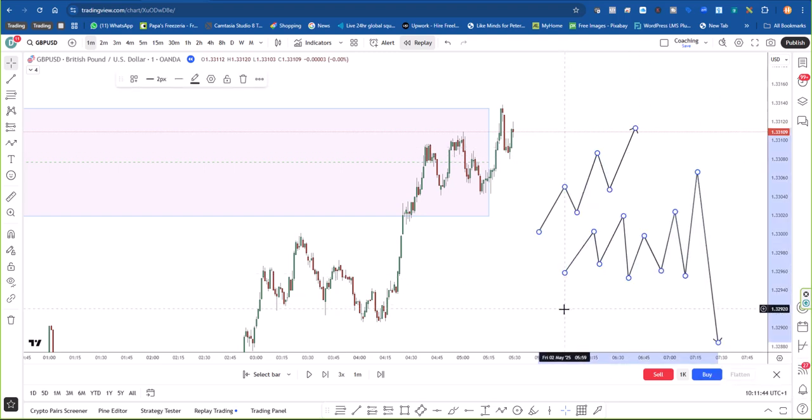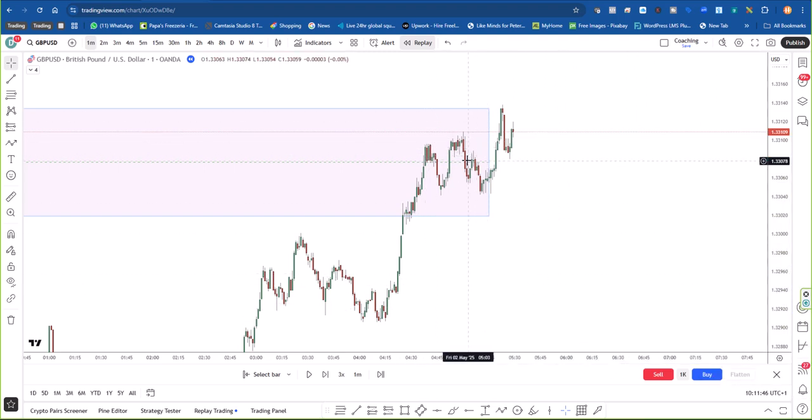Let's do this. Okay, so we have now seen price break above this. Remember, we're waiting for when price shows us it's ready to start going down. So I'm ignoring all these bullish relevant moves. I'm looking for my bearish relevant move somewhere around this area.